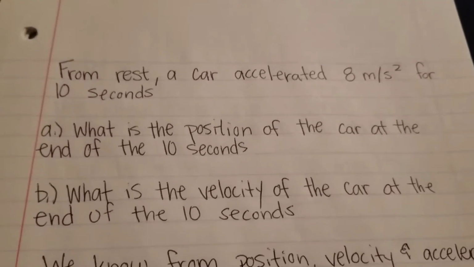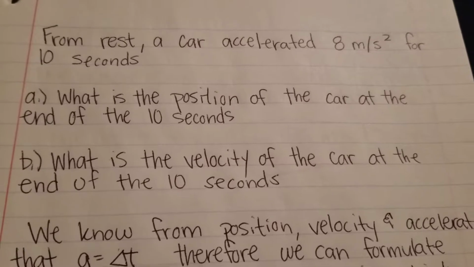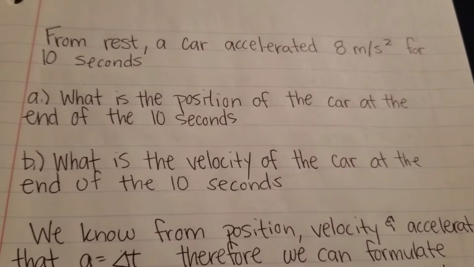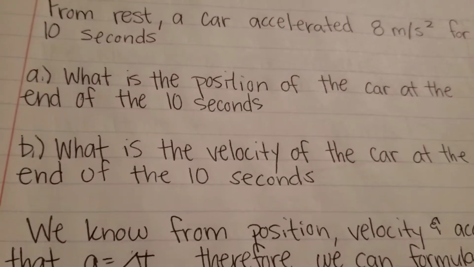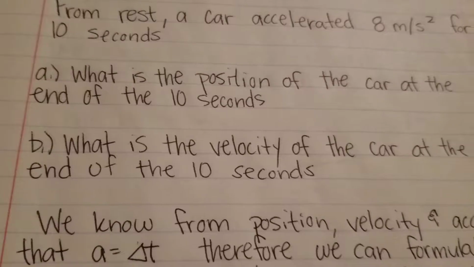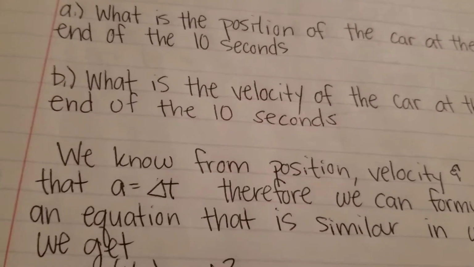Alright, so for this reassessment, we're going to be looking at position, velocity, and acceleration. The problem states from rest, the car accelerated 8 meters per second squared for 10 seconds. Part A is asking what is the position of the car at the end of the 10 seconds, and Part B is asking us what is the velocity of the car at the end of the 10 seconds.